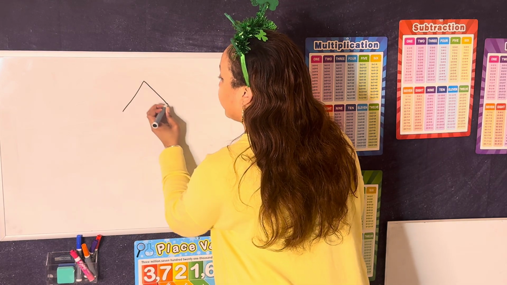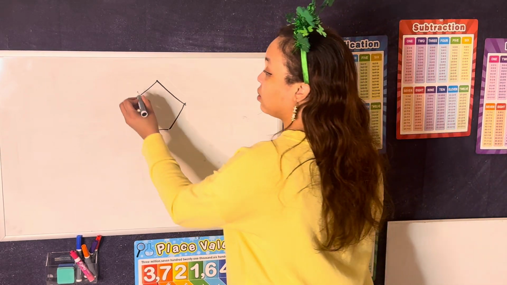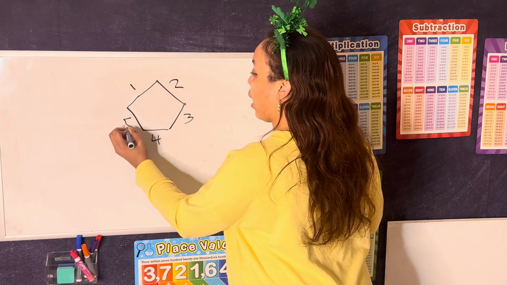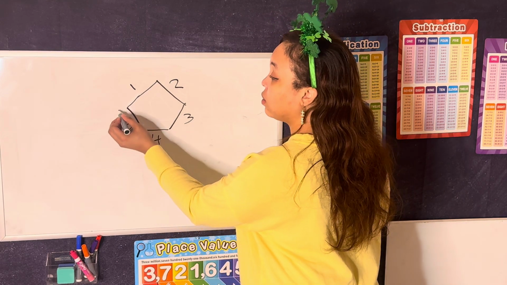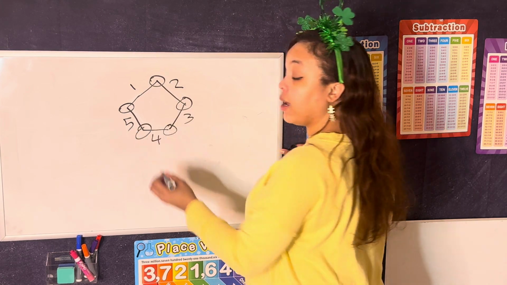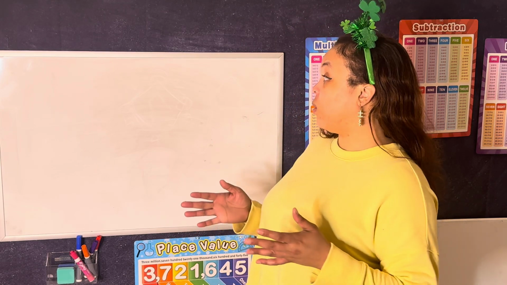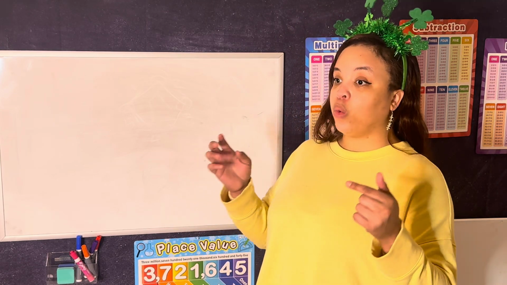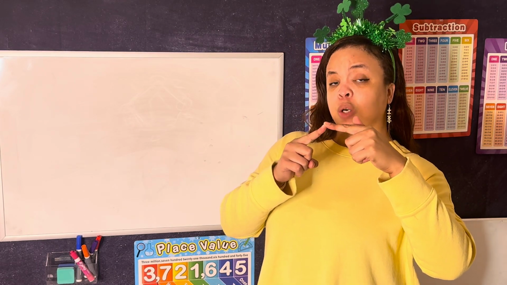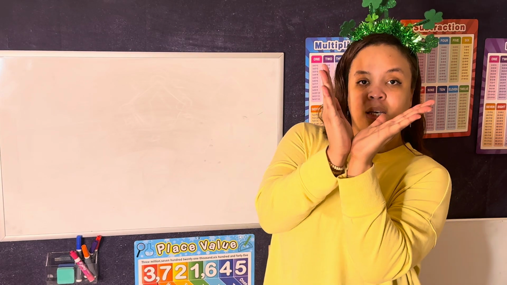A pentagon has 5 sides, which means it has 5 corners. 1, 2, 3, 4, 5. For the corners, 1, 2, 3, 4, 5. Now, speaking of those corners, we need to know about angles. So where two lines meet on a polygon, that lets you know what the angle is. An angle is the space between which 2 points meet.